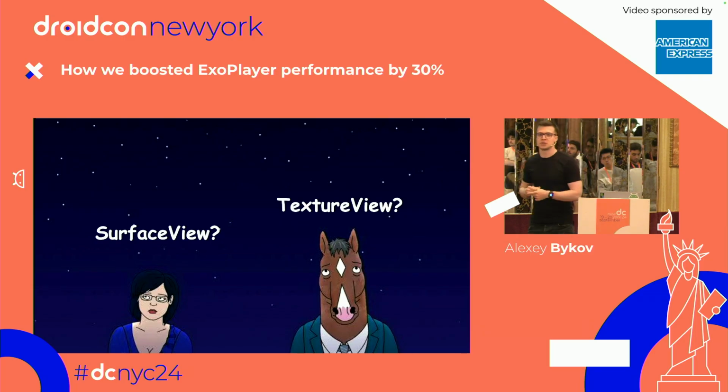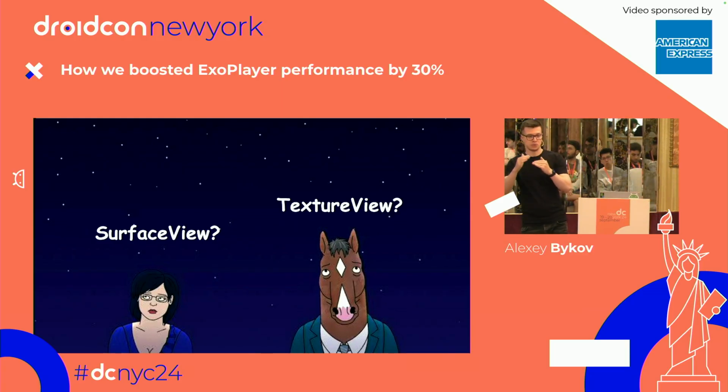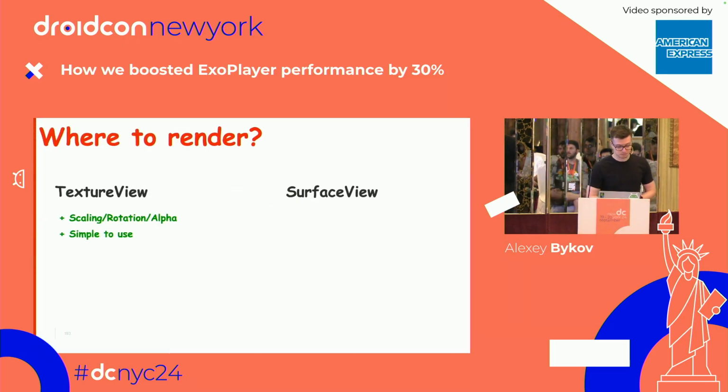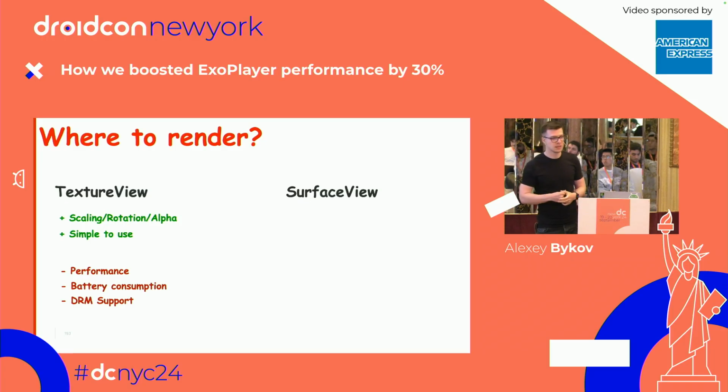And in documentation, it's basically what it's going to do. It's going to remove that caching layer, and you're going to draw your content directly to GPU, which sounds impressive. And in documentation, it is actually mentioned that you can use texture view for scaling, rotation, alpha, and it's really simple to use.